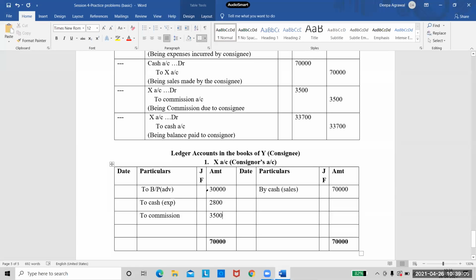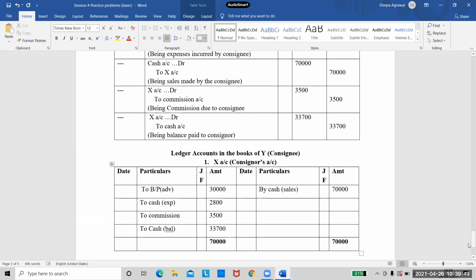The last entry is for the balance. Actually speaking, you should balance the account, then you will get the amount and then write this entry. But we have seen the entry from the consignee's account and put the balance. Even if you check, you will get the balance on the debit side only. Credit side is 70,000, debit side is 36,300. If you deduct, you will get the same balance. So we'll write the entry as to cash and in brackets write balance. The balance will be the same, 33,700. Then put the totals on both sides, 70,000. So our consignor's account is over.